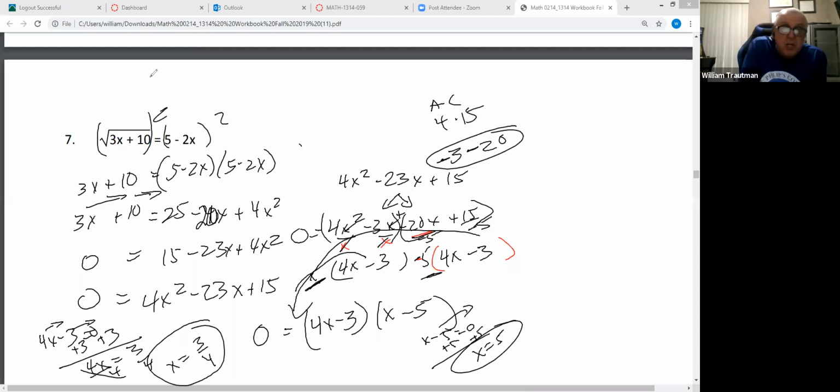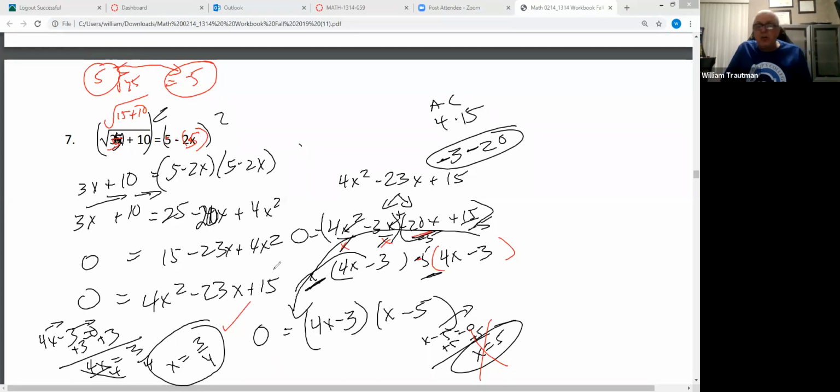But 5, 3 times, do you see, if I put a 5 in there, I should put it in red. If I put a 5 in there, 3 times 5 is 15 plus 10. 15 plus 10 is 25. So I get the square root of 25. I get 5 on this side. But if I put 5 on this side, 5 minus 10, this is 2 times 5 is 10. 5 minus 10 is a negative 5. 5 does not equal negative 5. This does not work. So this is the only answer.